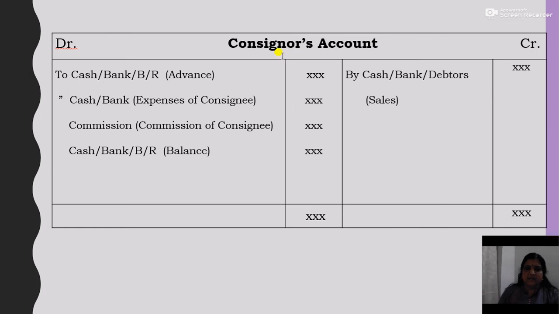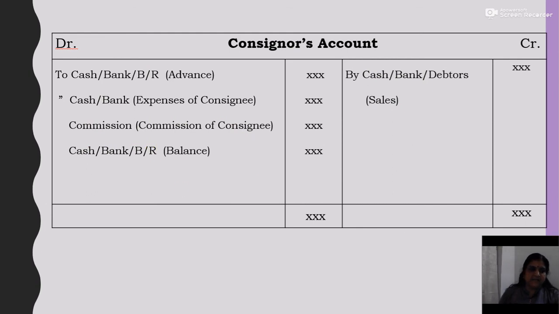Then in the books of consignee, one account is required, that is consignor's account. The consignor's account will be debited with to cash, bank or bills receivable, that is advance. Then to cash or bank, expenses of consignee. Then commission, that is commission of consignee. Then by cash, bank or debtors, that is the amount of sales. Then the balancing figure, cash, bank or bills receivable, that is the final amount to be remitted to the consignor.